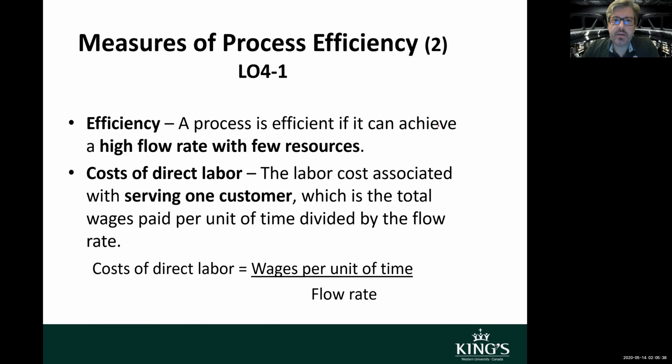So let's see. A process is efficient if it can achieve a high flow rate with few resources. I talked about that already. The cost of direct labor is associated with serving one customer or one flow unit. Okay, so let's think about this as a flow unit, which is the total wages paid per unit of time divided by the flow rate. So the cost of direct labor is how much you pay your workers per unit of time divided by your demand. So flow rate, remember, this should be your demand.